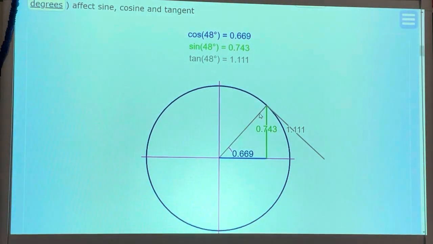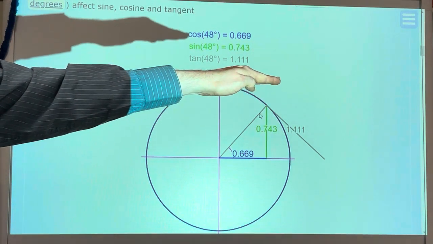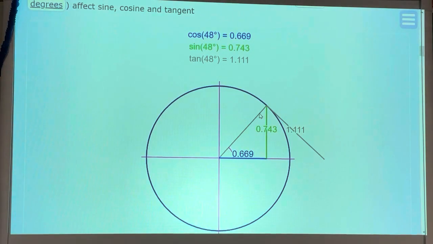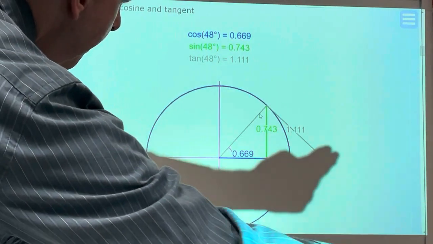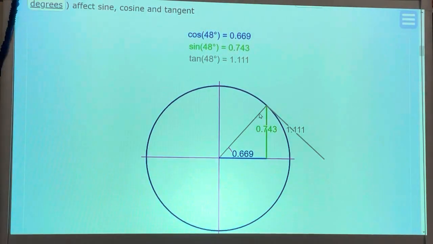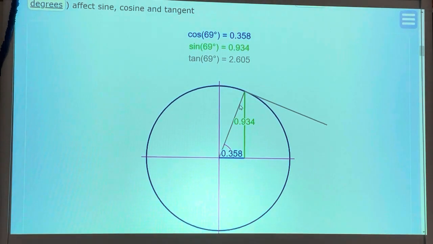Don't worry so much about tangent right now. Tangent is simply sine divided by cosine. But you can see outside, the gray, that's your tangent line. A tangent line is something that touches in one place. So for any angle, the height is going to be our sine, that's our y. The width is going to be our x for cosine.